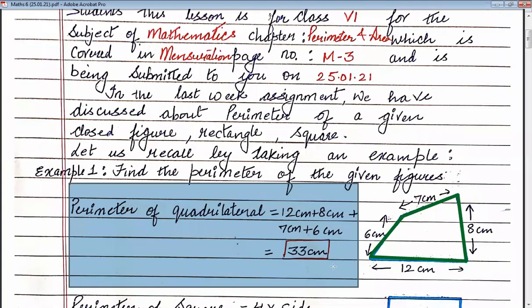So now children, what is the perimeter of this quadrilateral? The perimeter of this quadrilateral is 33 centimeter. I hope children you are clear with example number 1. Now let's see our next example.